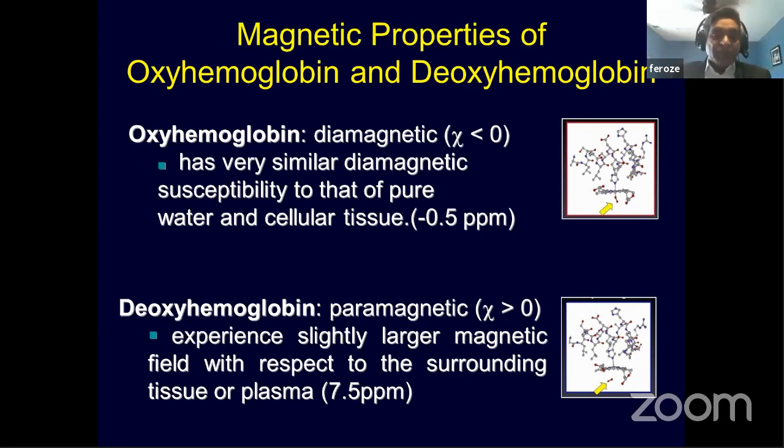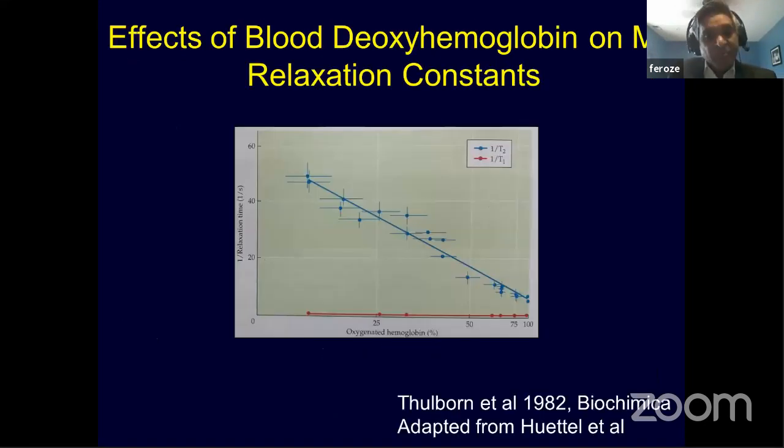However, deoxyhemoglobin is paramagnetic. What that means is if you take a molecule of deoxyhemoglobin and put it inside a magnetic field, it disturbs the magnetic field of the surrounding or neighboring protons, and hence it experiences a slightly larger magnetic field with respect to the surrounding plasma. This was an important discovery by Linus Pauling, an American chemist.